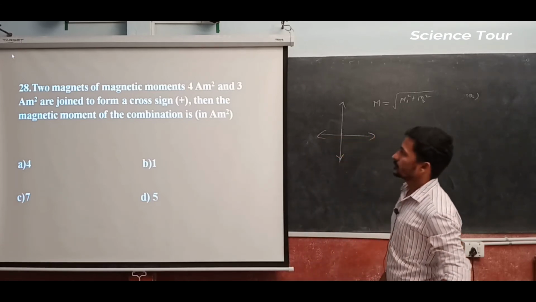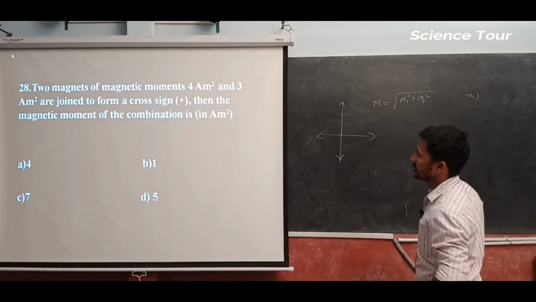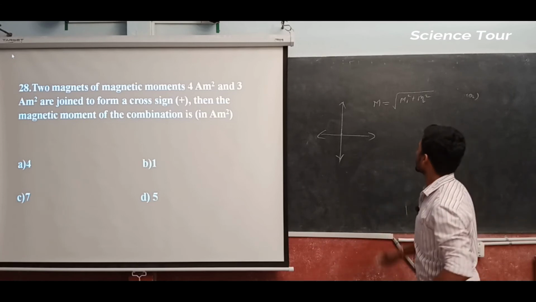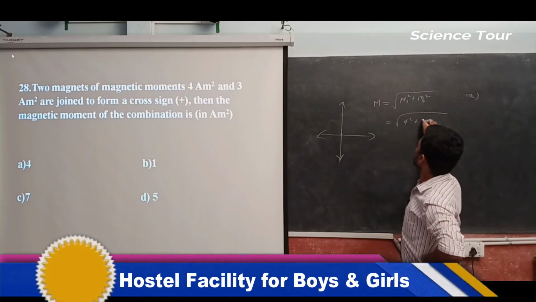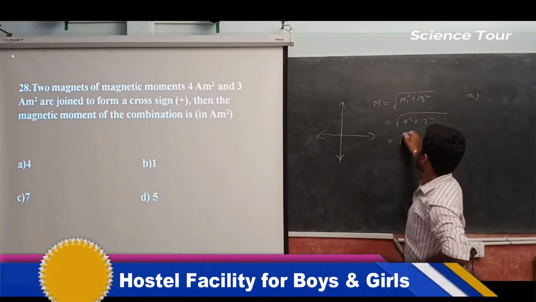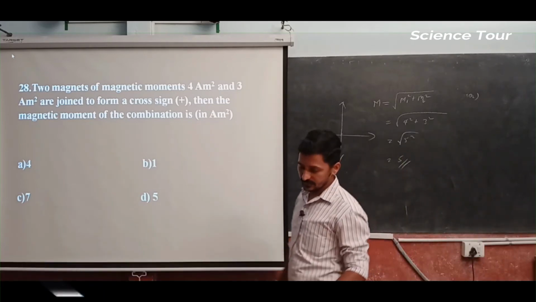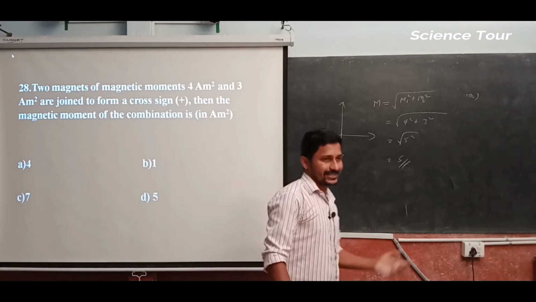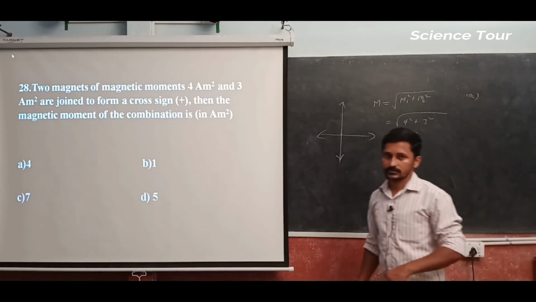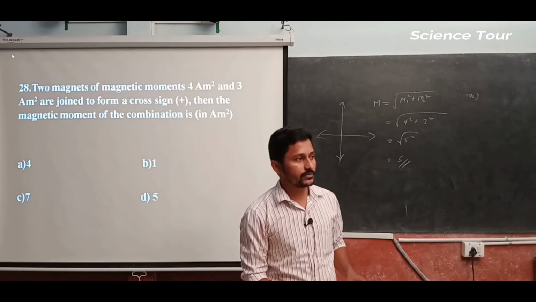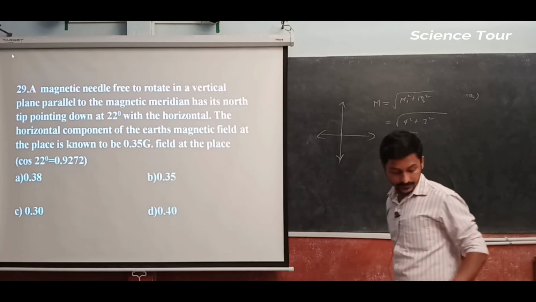So cos 90 is 0, so it is a square plus b square plus 2ab cos theta. For 90 degree, total net you are going to write in this way. The magnetic moments are 4 and 3, so it is 4 square plus 3 square, which is equal to 5 square, right, which is equal to 5. The Pythagorean triplet you should know. Why did I write 3 4 5? 3 square plus 4 square is equal to 5 square itself. So this you should know. Okay, so the answer will be D.